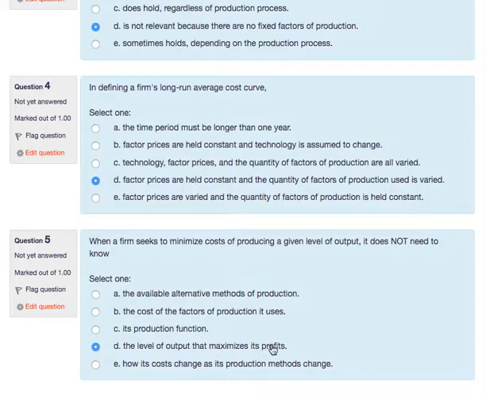So we don't know about maximizing profits yet because we don't know the price and revenue side of things yet. So that's the piece of information that we don't need to know to evaluate the cost side of things.